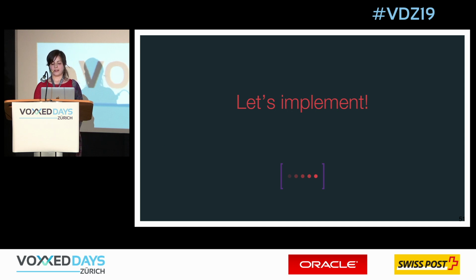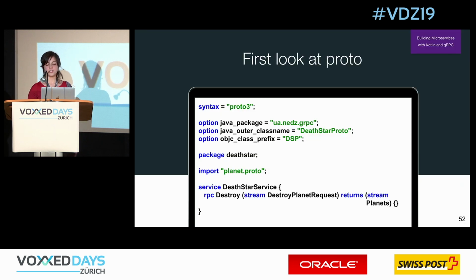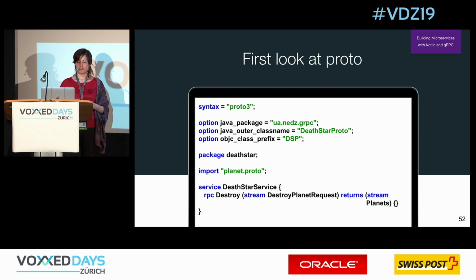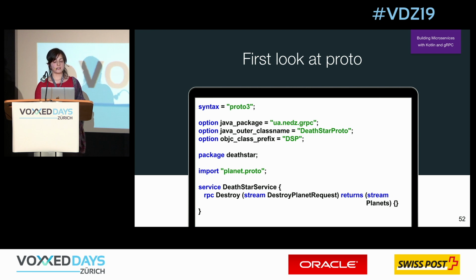So let's implement it. First of all, we need to start from the proto file. It's a good solution to start from the API. So we define the Death Star service and a gRPC call called destroy. You can see that the destroy call is streaming, so it's bidirectional streaming. Your client streams a lot of destroy requests, and you're all the time constantly returning some planets to our client.